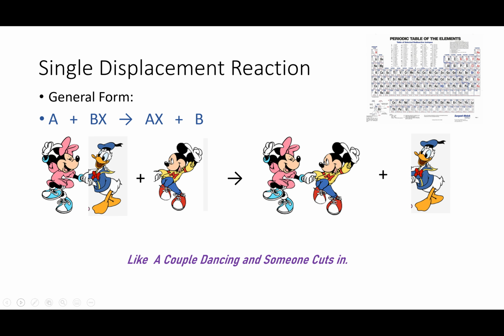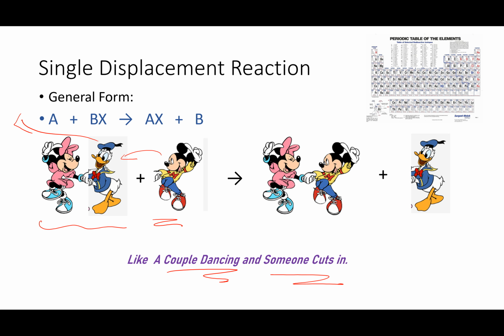In this single displacement reaction, one of the things that I always hold on to in my brain is it looks very much like a couple that's dancing on the floor and somebody cuts in. So let's say Minnie Mouse here is dancing with Donald Duck, and Mickey comes along and taps Donald on the shoulder and says, "I say, old man, may I cut in and dance with Minnie Mouse?" And Donald gets ejected and Mickey takes his place.